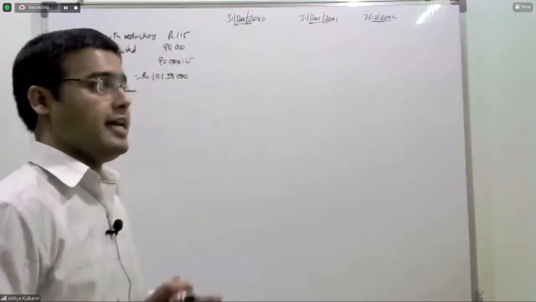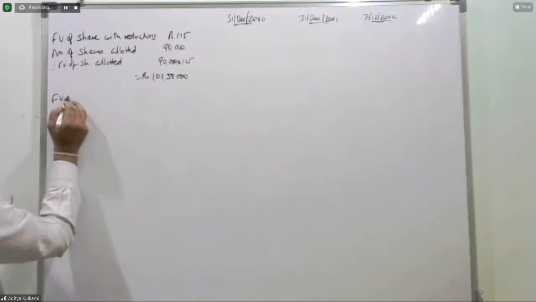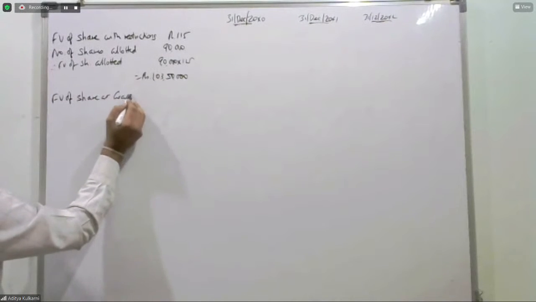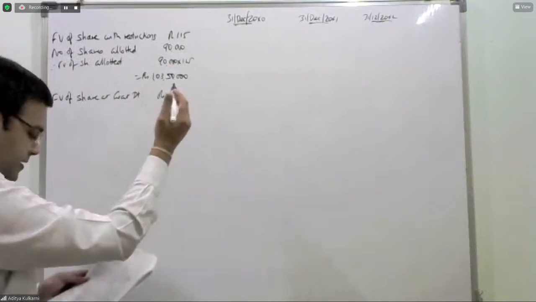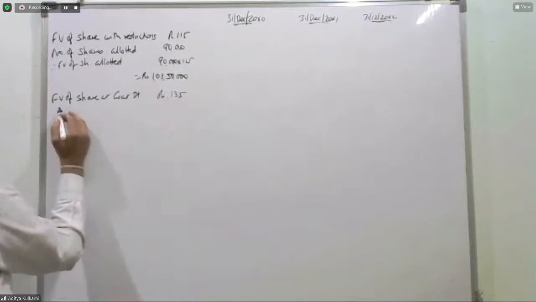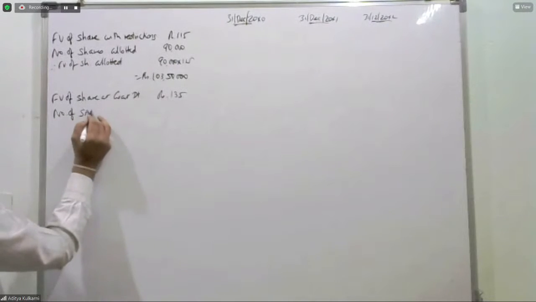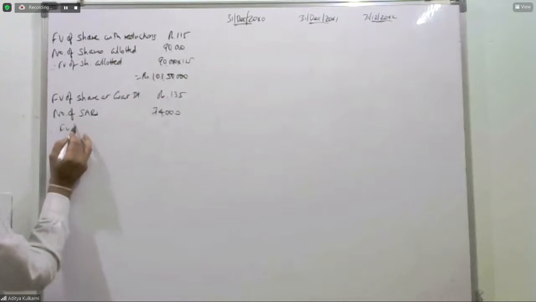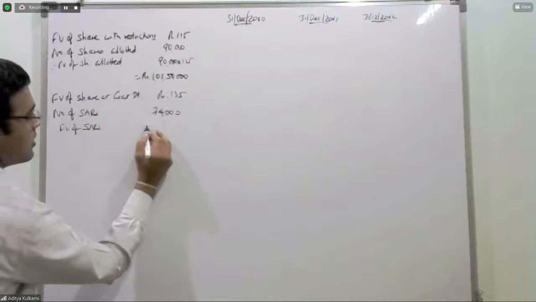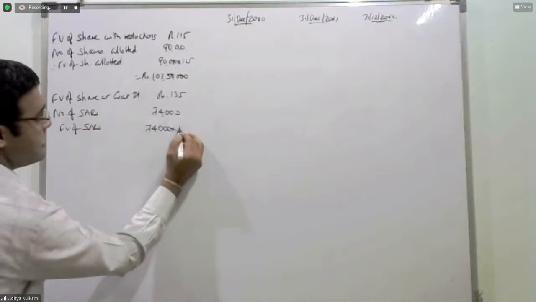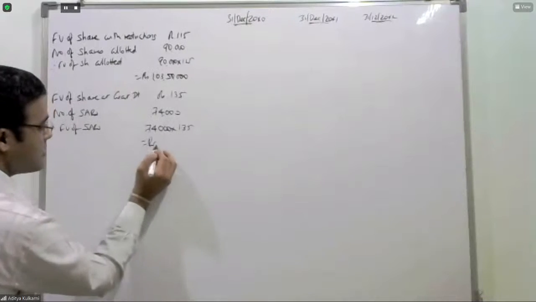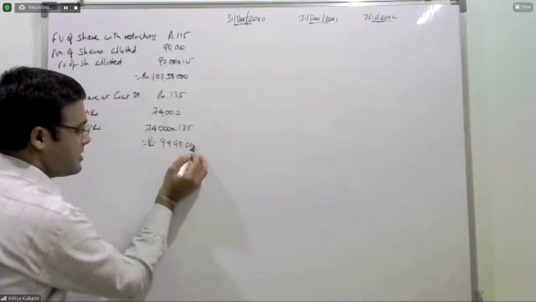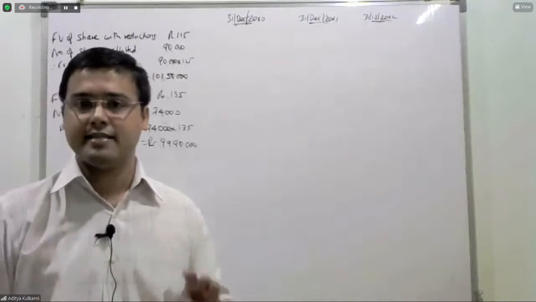Now if you don't go for the share, but if you go for the SAR, then the fair value of the share at grant date is rupees 135. And how many SARs are allotted? The number of SARs allotted is 74,000. Therefore, the fair value of SARs is equal to 74,000 into 135. That is equal to how much? Rupees 99 lakhs 90,000.